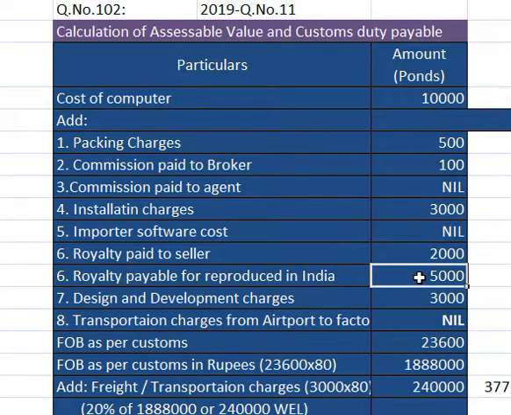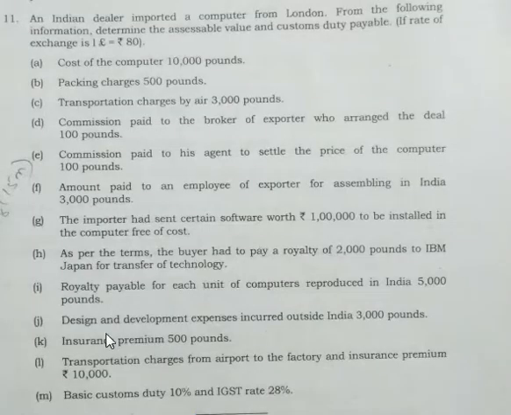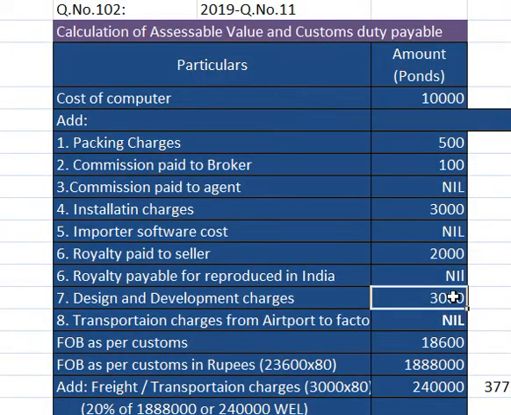The reproduced one is actually not considered, so I will show it as nil. Actually it came by mistake; it was mistakenly entered, so I think I have set it to nil now. Then development charges, 3,000, are there. Where is this development charge incurred? See point number J: design and development expenses incurred outside India. Outside India it is there, so it is added. Only because it is outside India it is added, 3,000.